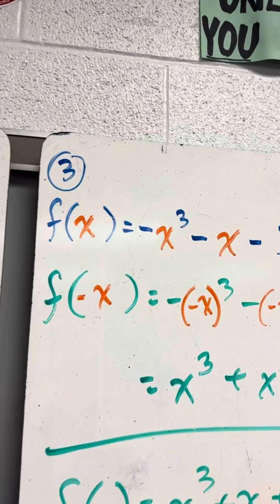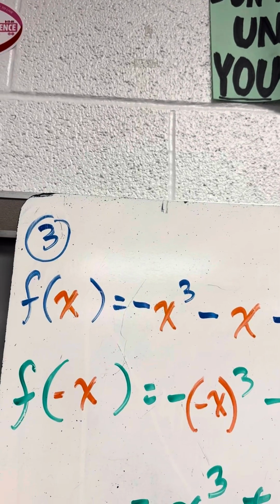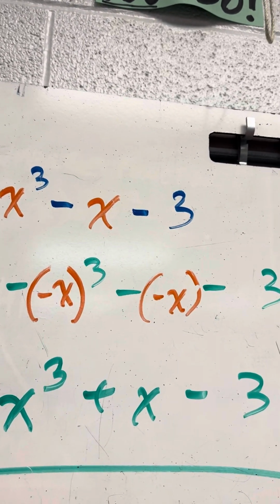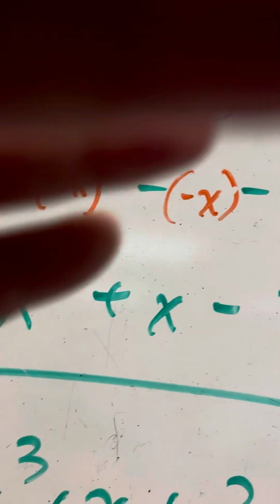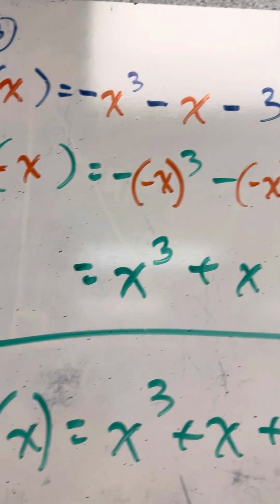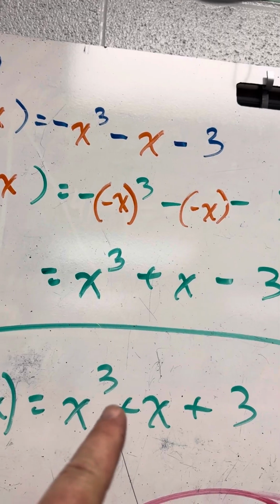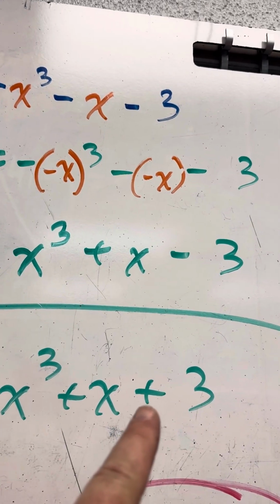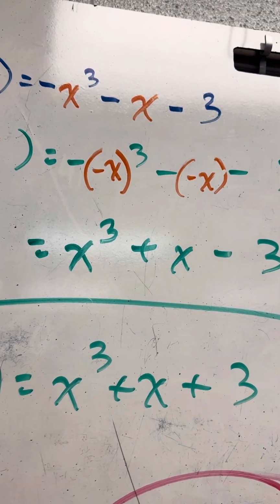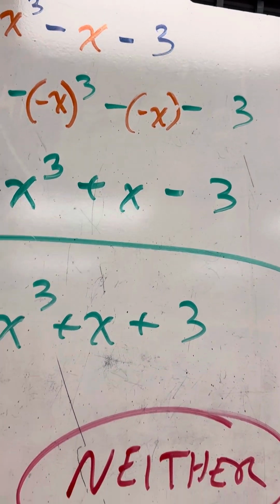Over here, f of x equals negative x to the 3rd minus x minus 3. f of negative x would give me positive x to the 3rd plus x, but also minus 3. Here's minus 3 and here's minus 3. So notice that when I do negative f of x, I get positive x to the 3rd plus x and plus 3, and thus these two do not match. Nor do these two. So if these two don't match and these two don't match, it's going to be neither.